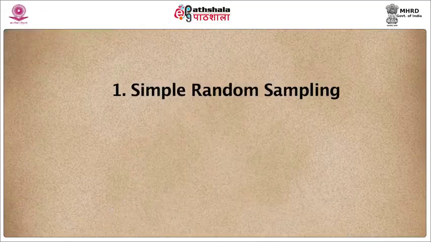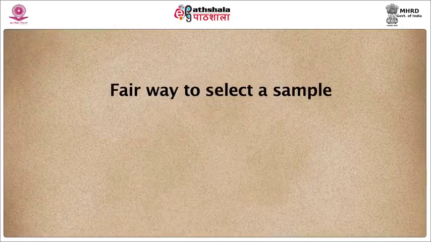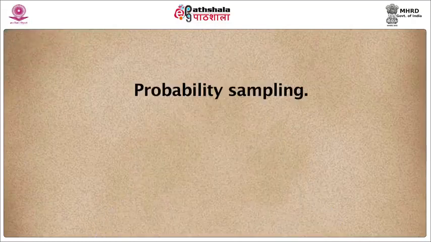Let us discuss the different types of probability sampling techniques in detail. 1. Simple random sampling. Simple random sampling is a complete random method of selecting a sample in which each element and each combination of elements in the population have an equal probability of being selected as a part of the sample. It is one of the simplest forms of random sampling and a fair way to select a sample. Simple random sampling is the best known probability sampling.